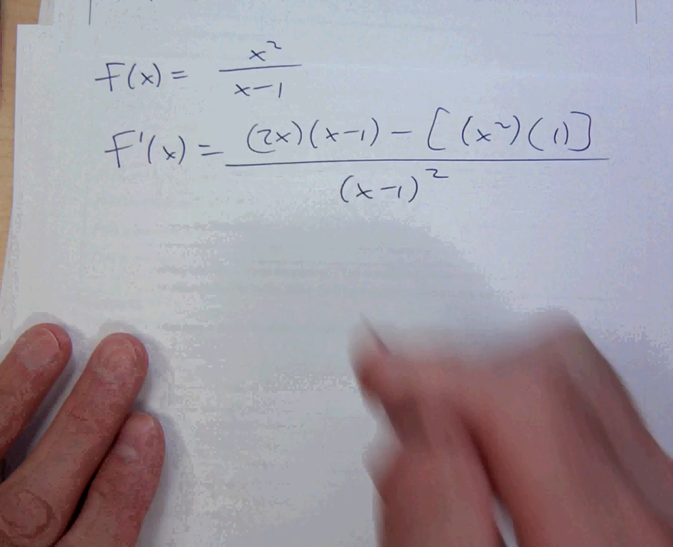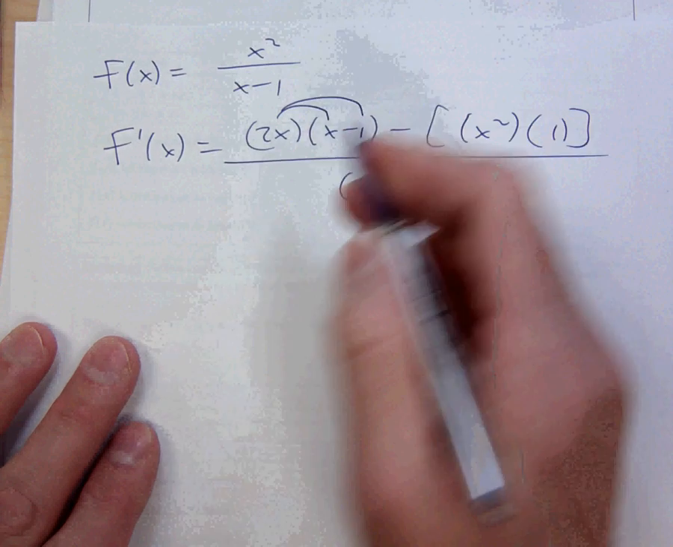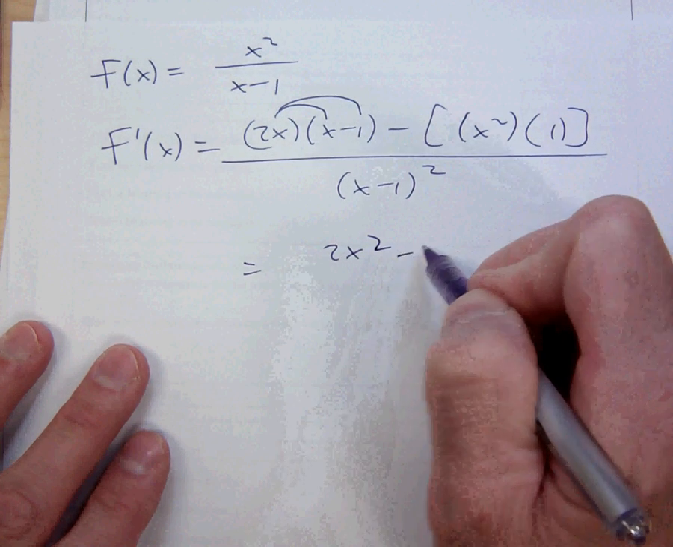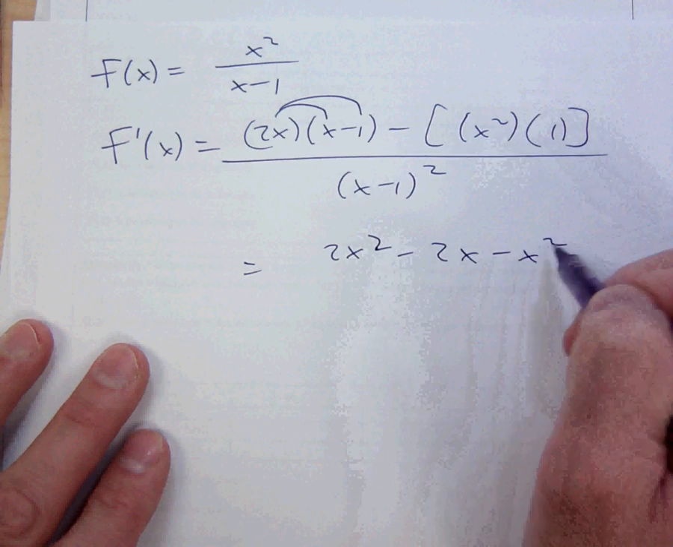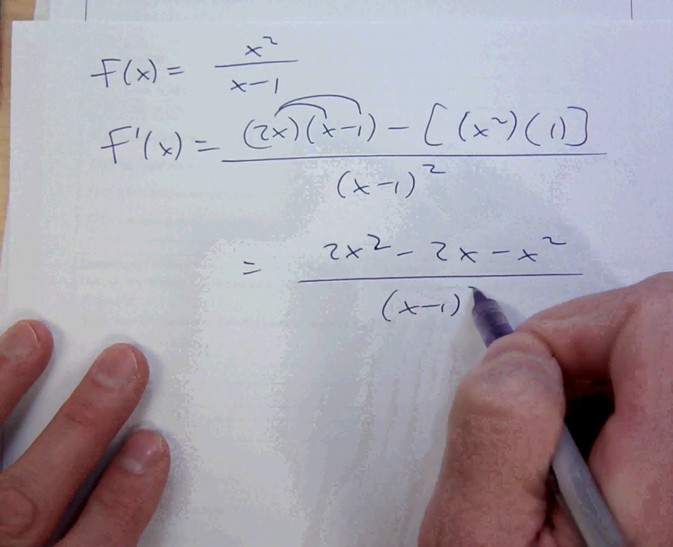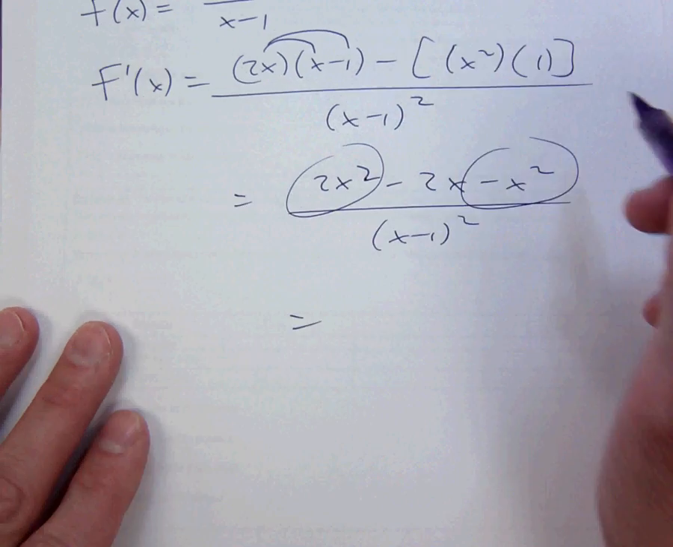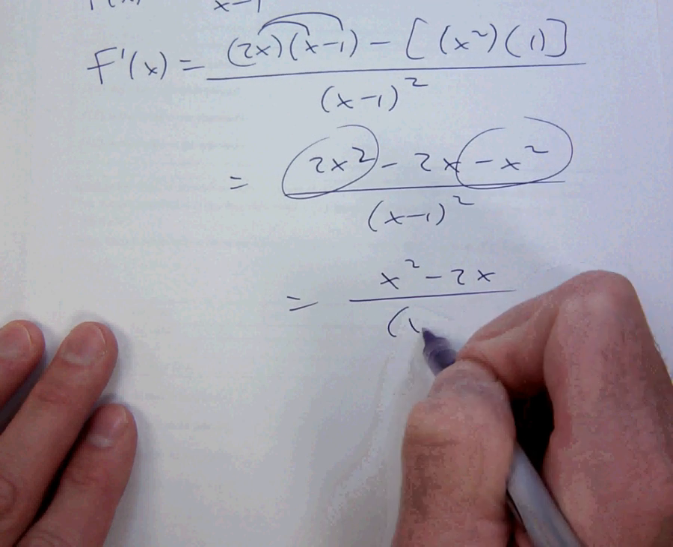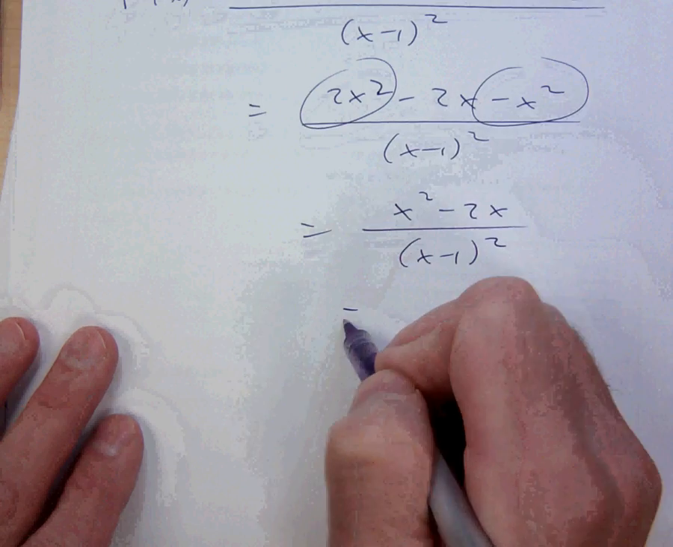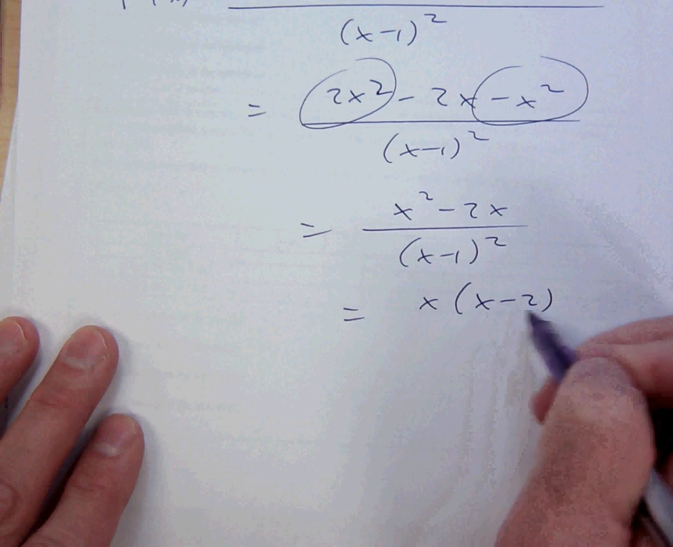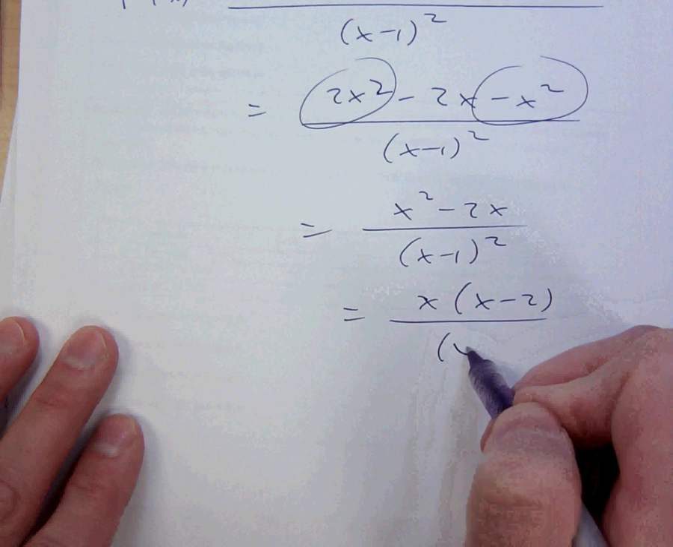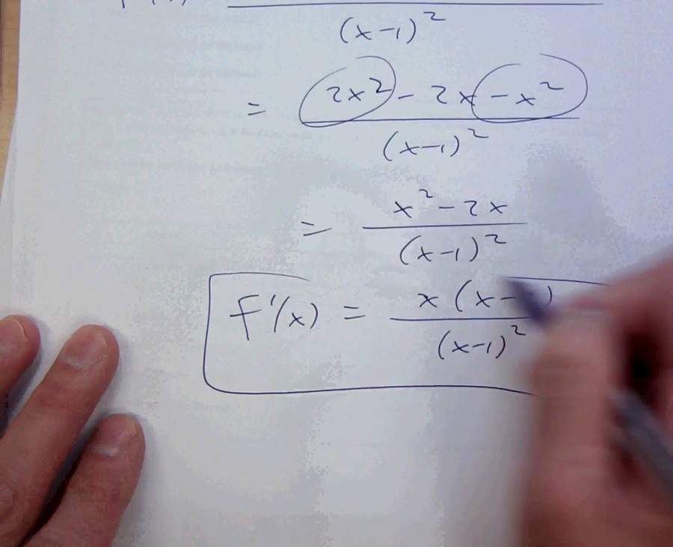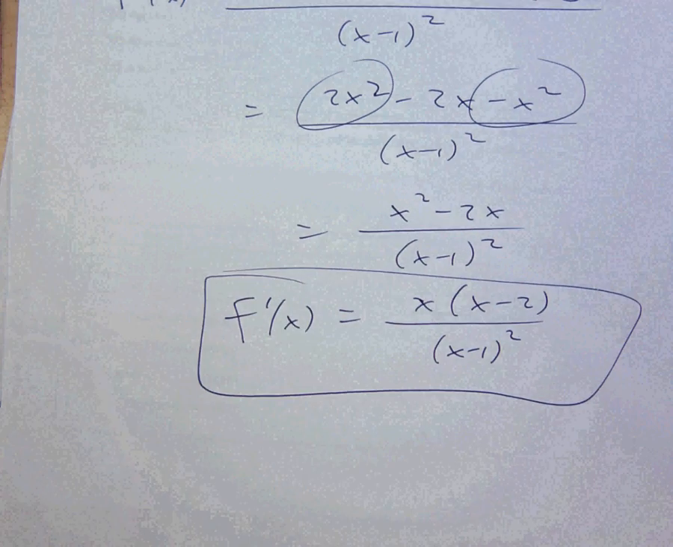Okay, simplifying this, don't I distribute the 2x here and here? 2x squared minus 2x minus x squared. And then shouldn't I combine those into an x squared? And I should probably pull out an x on top. Everybody agree with that? Okay. All right, so everybody agree that that's my factored derivative? Everybody agree with that? Okay.